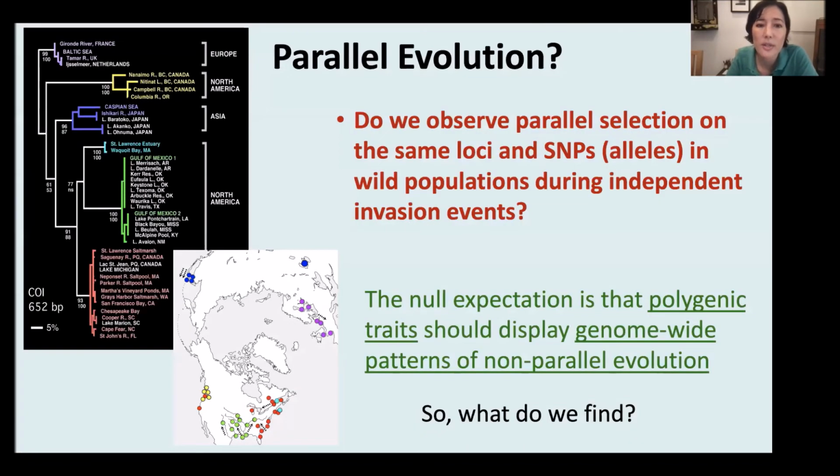So that brings us to the next question. Across these independent saltwater to freshwater invasion events that occurred within a few decades, do we observe parallel selection acting on the same loci and SNPs in these wild populations during these independent invasion events? So based on theoretical expectations, the null expectation is that polygenic traits should display genome-wide patterns of non-parallel evolution. So what do we find?